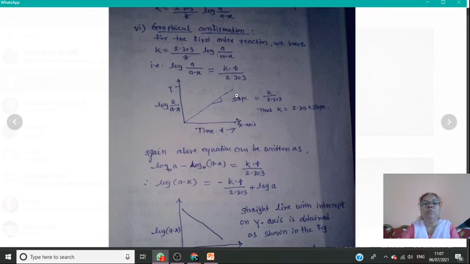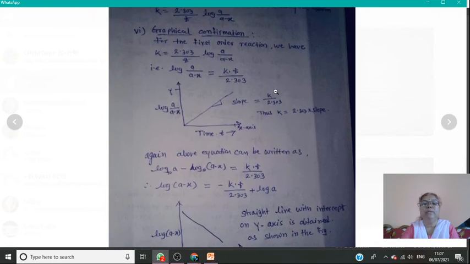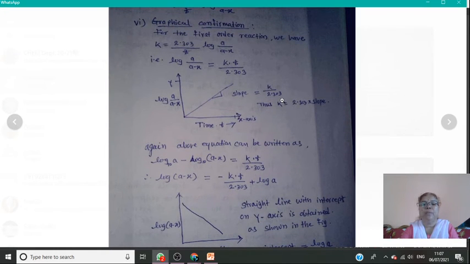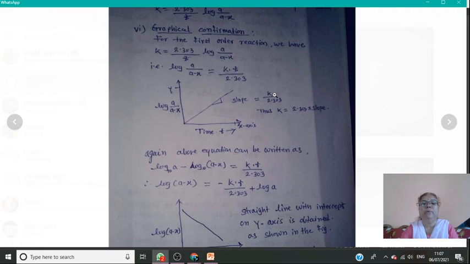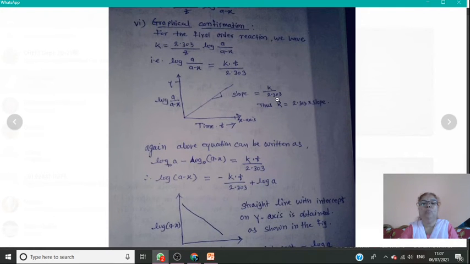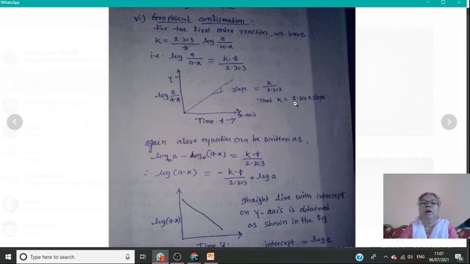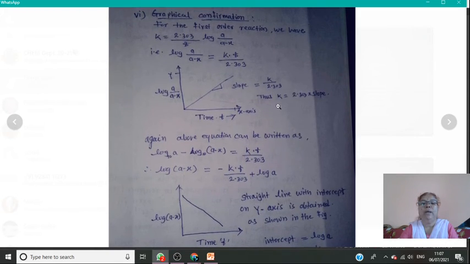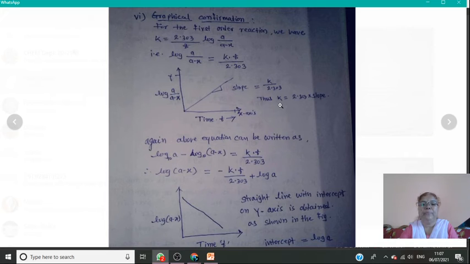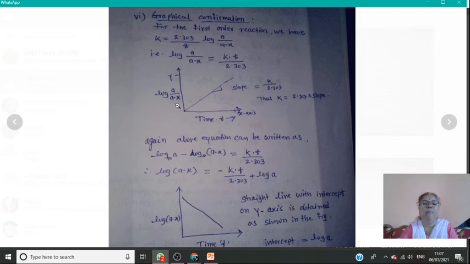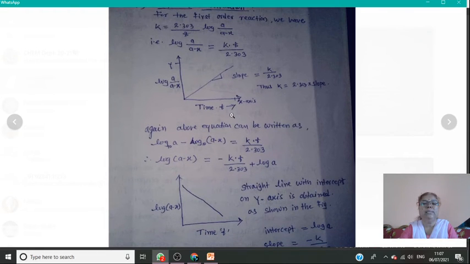And the value of slope is equal to k upon 2.303. Thus k is equal to 2.303 into slope. By using this equation, we can find the value of k when we plot the graph of log of a upon a minus x versus time.